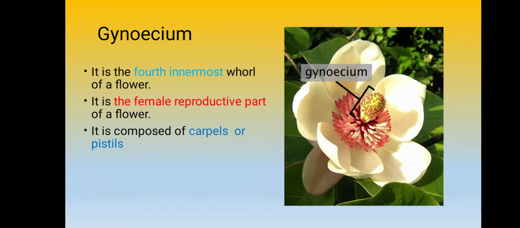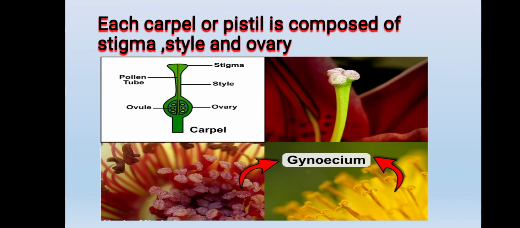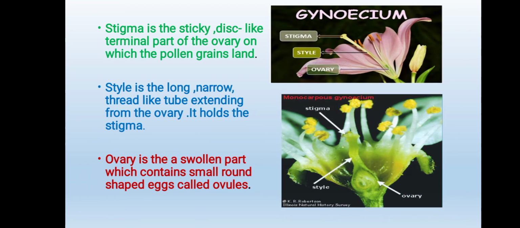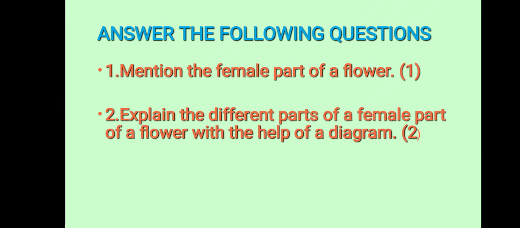So let us revise once again. Gynoecium is the fourth, innermost whorl of a flower. It is the female reproductive part of a flower. It is composed of carpels or pistils. Each carpel or pistil is composed of stigma, style, and ovary.